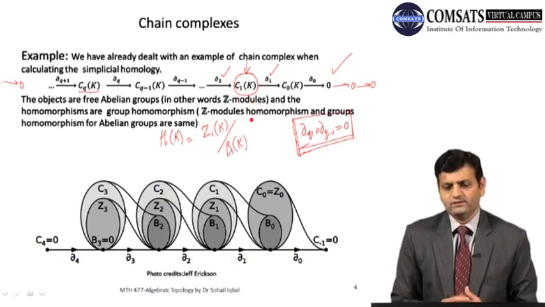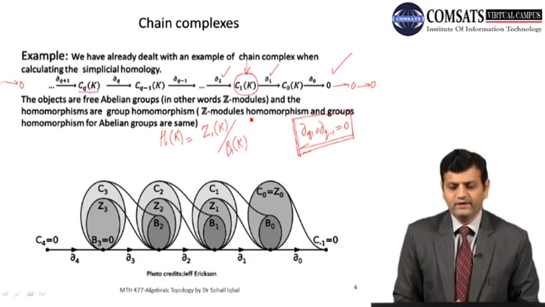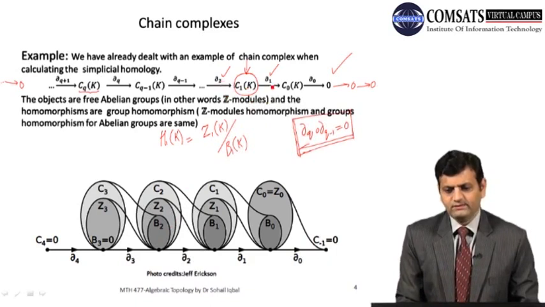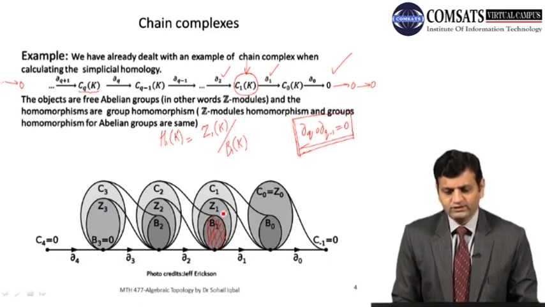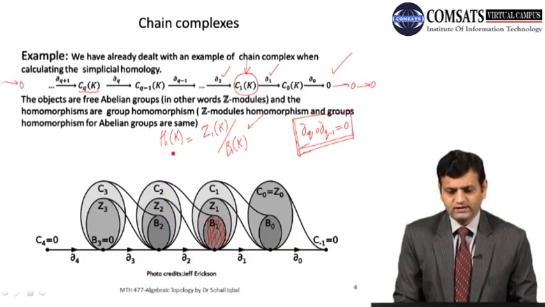The only condition we used here was the fact that the image of partial 2 is contained in the kernel of partial 1. As we can see in this picture, the image of this partial 2 is this B1, and this Z1 is the kernel of partial 1, and B1 is contained in Z1. So I should be able to take the quotient, because Z1 is an abelian group and B1 is an abelian group, so I can easily take the quotient of these two free abelian groups. This quotient is basically H1 of k.